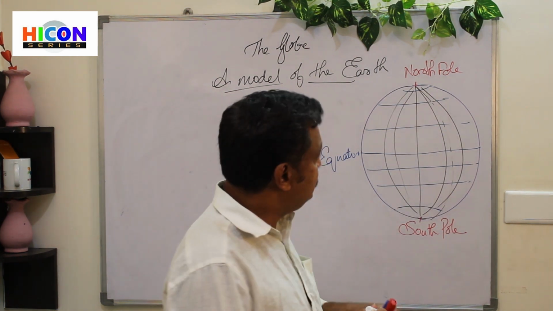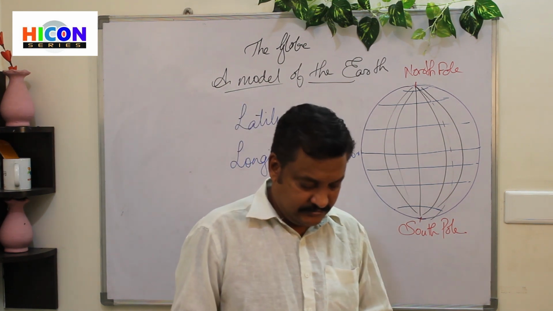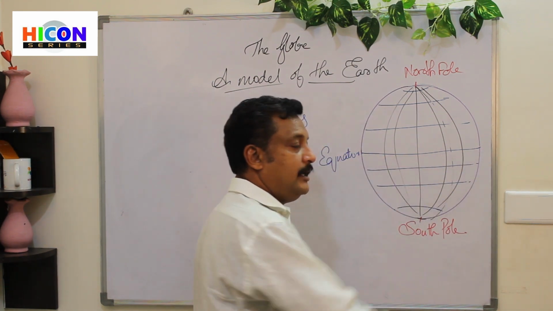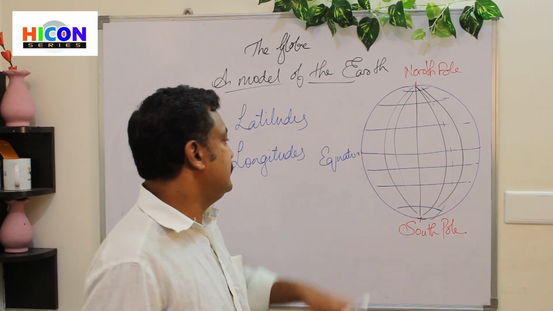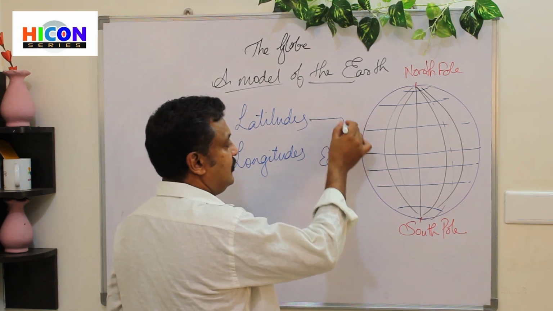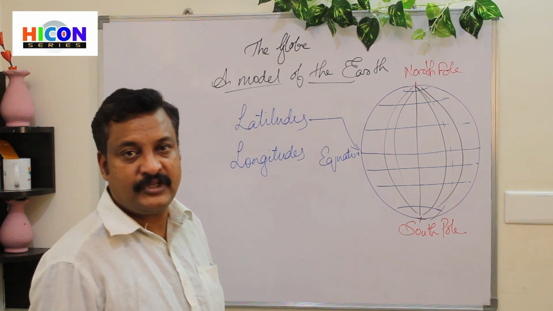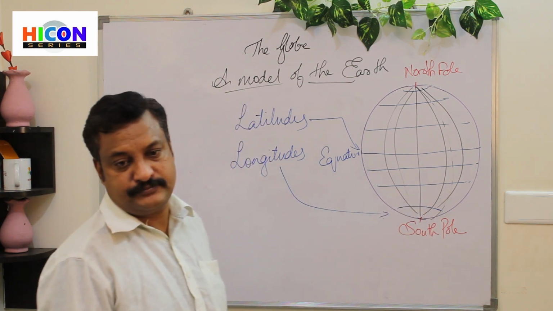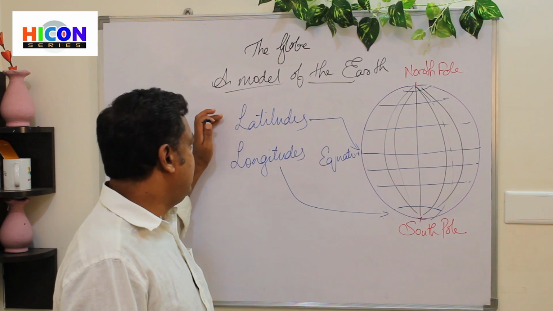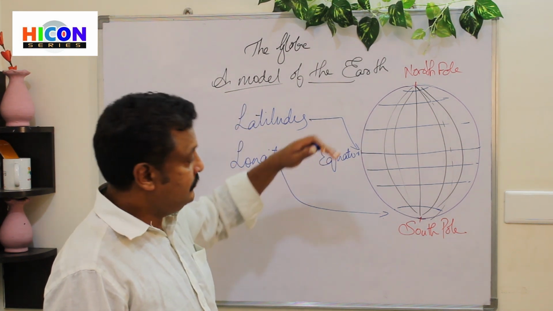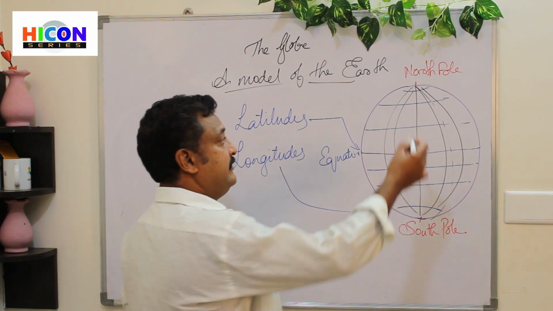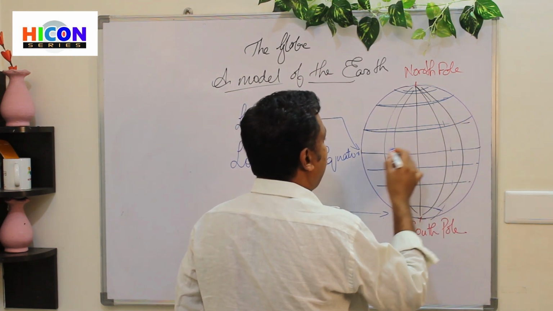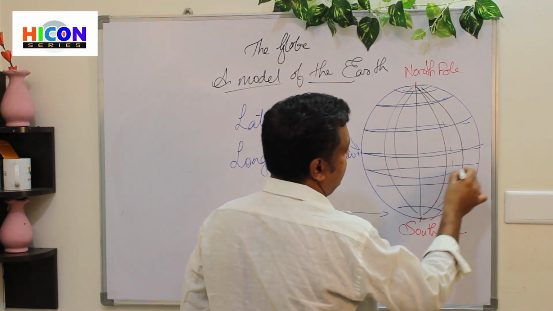Okay, so these are the two types of lines that we draw on the earth, and this is the line that passes through the center of the earth that is called the equator, and these lines are called the latitudes. Okay, the lines that run from pole to pole are known as the longitudes. Okay, so these are lines that run parallel to the equator. Means here we have a line and parallel to that there is another line. There is another line parallel to it. It goes on like that, okay?